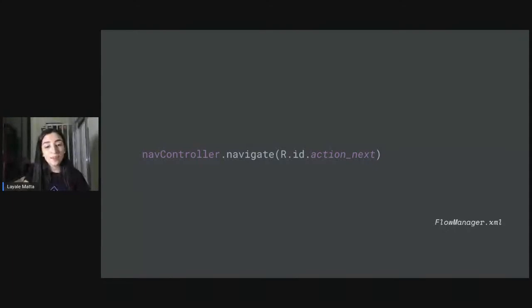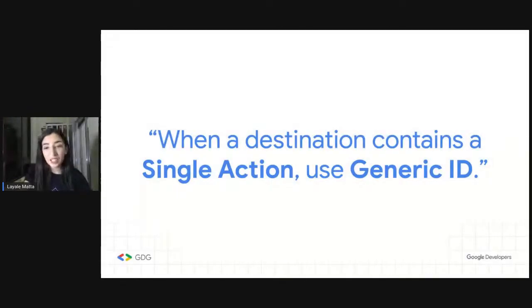We are going every time to the next action. Why? Because we are linear. Every time we are going the same way. This is how we simplify it. So we had to have this as a rule. When a destination contains a single action, we use a generic ID, which is the action next.